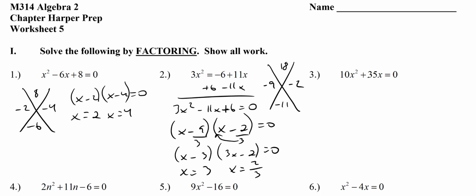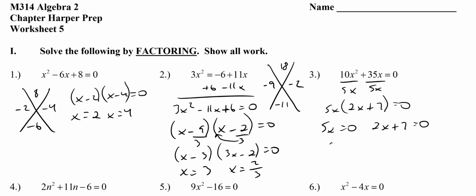This one's a little bit different. It's the greatest common factor, so we're going to factor a 5x out of here. So you get 5x times 2x plus 7. And so 5x equals 0, 2x plus 7 equals 0. So this one, x equals 0, if I divide by 5, I get 0. And this one is x equals -7/2.